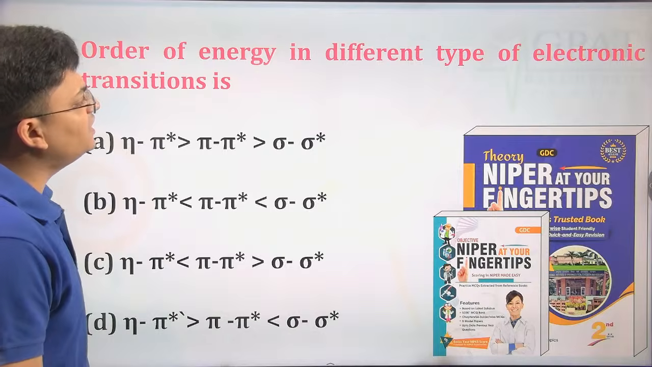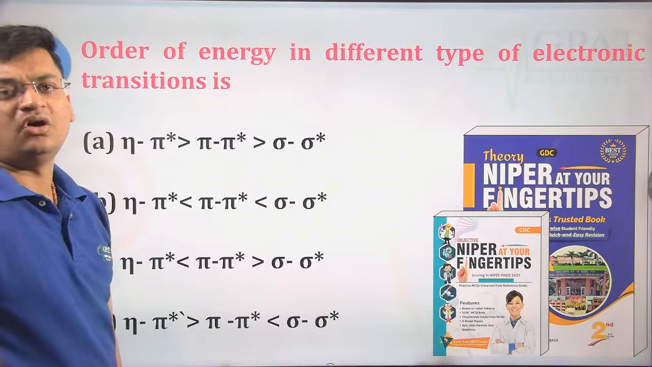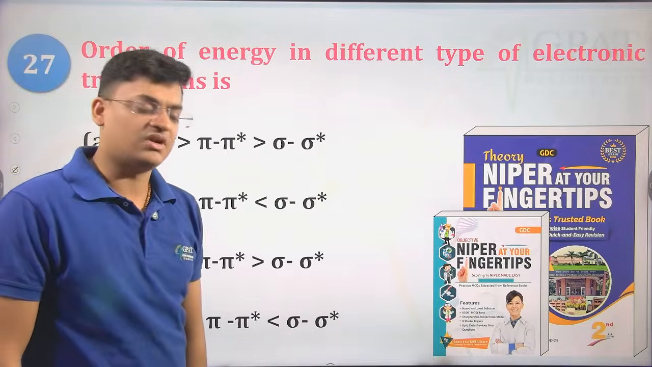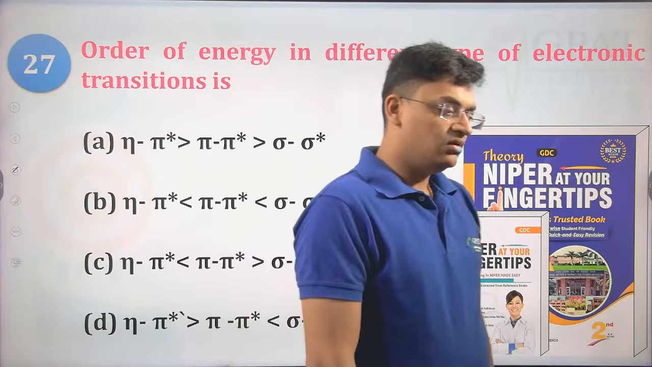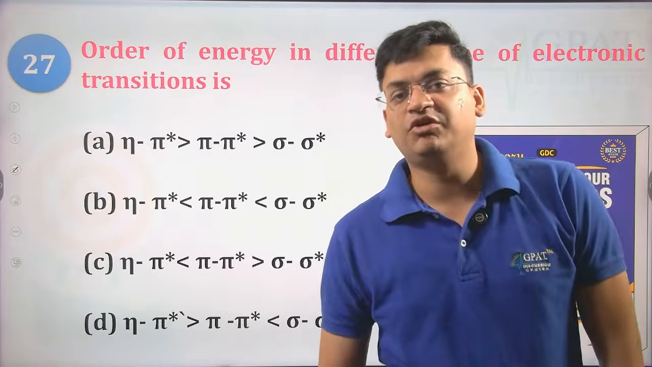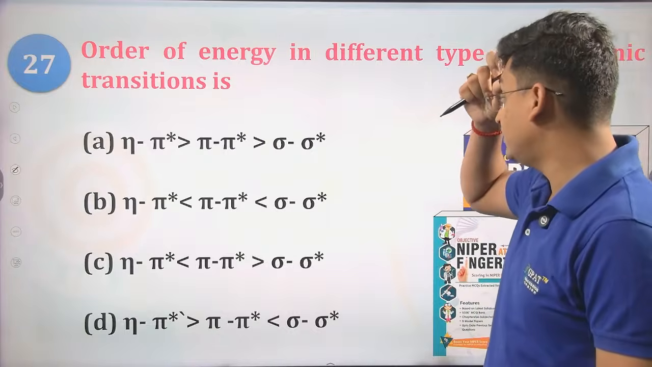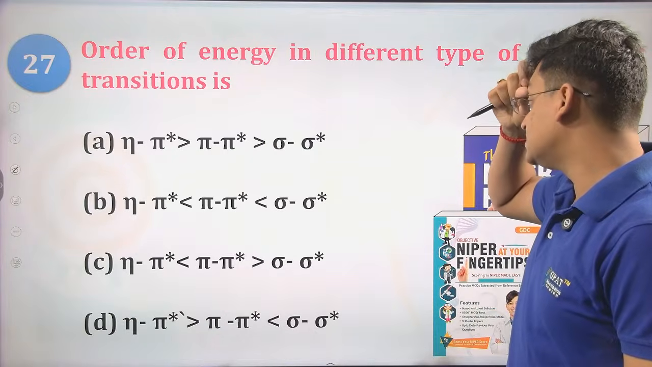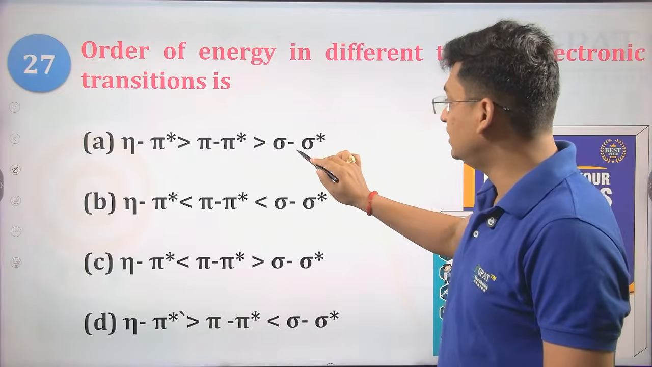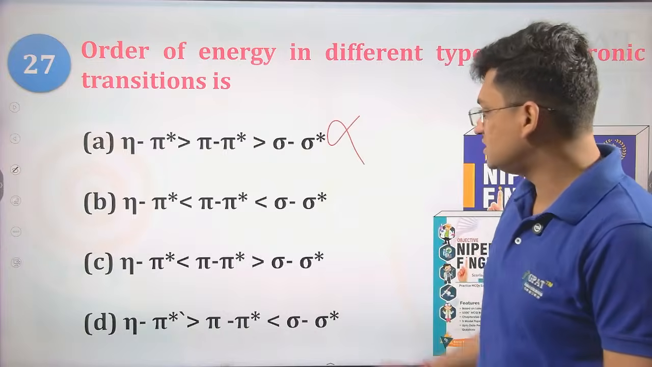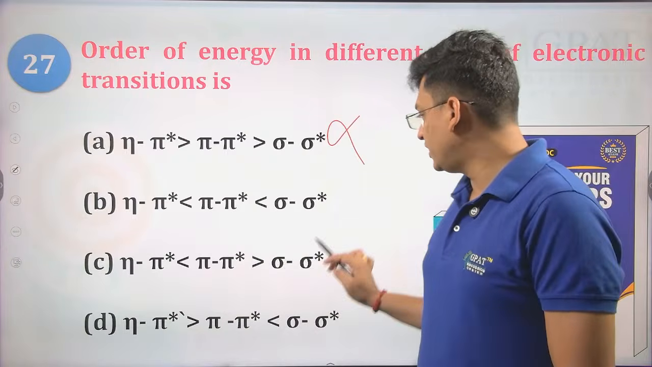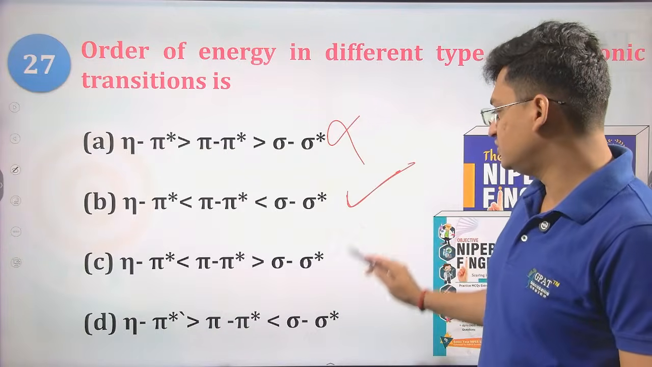Order of energy in different types of electronic transitions. What will be the order of transition? The highest transition is seen for sigma to sigma star. So go for the option that has the highest value for sigma star. Here sigma star has the least value, so this is an incorrect answer. Here we have sigma star as the highest one, so this is correct.